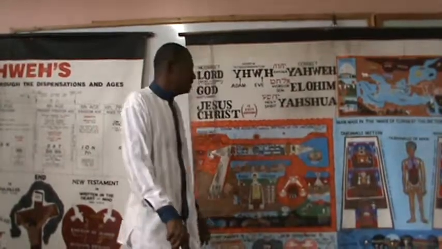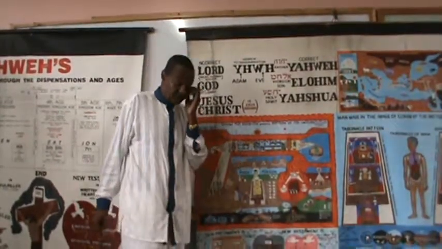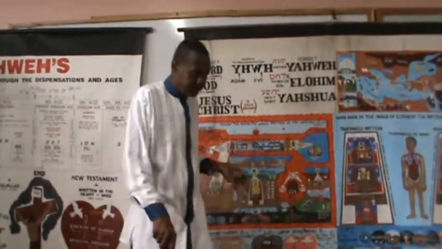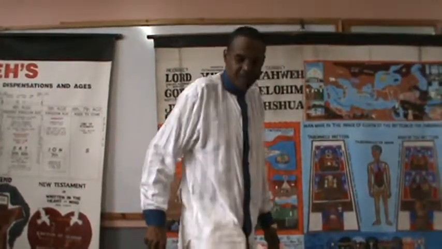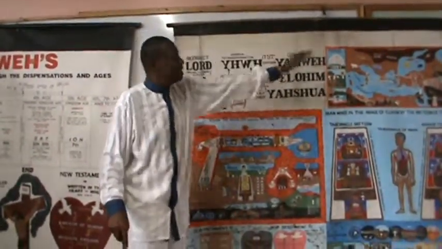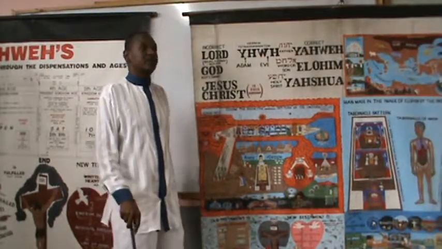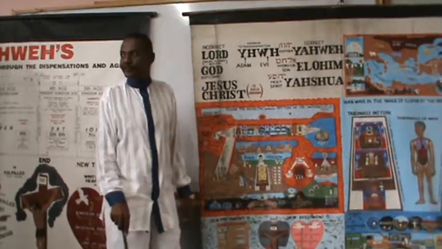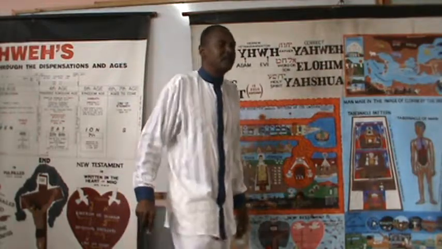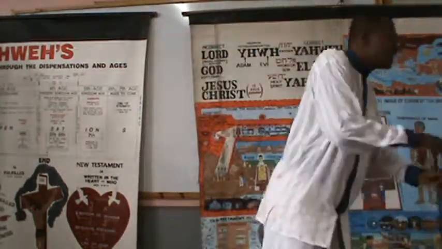Read. Yahshua answered and spake unto them again by parable, and said, the kingdom of heaven is like a certain king which made a marriage for his son. See, he made a marriage for his son. That's the son of righteousness. Read. And sent forth his servants to call them that were bidden to the wedding.